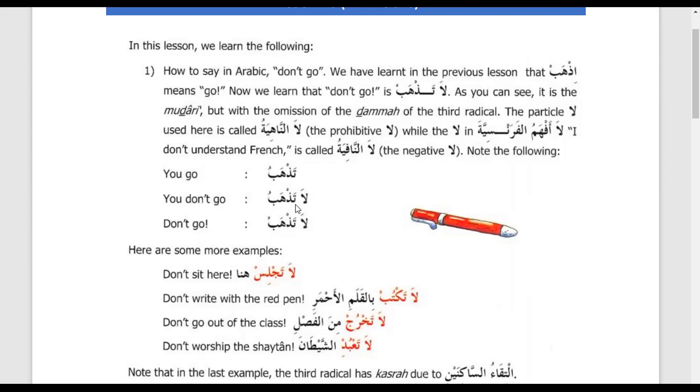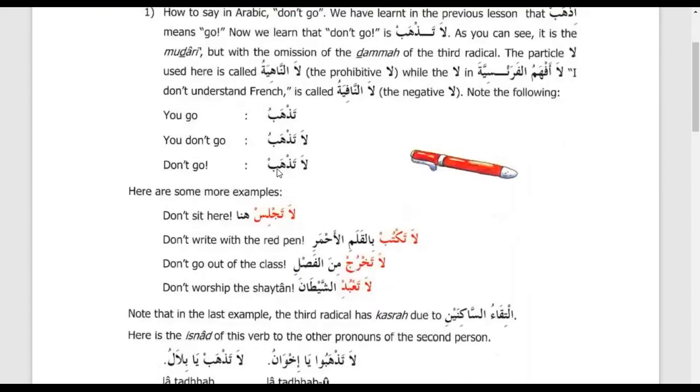And after we bring in la, what happens? The ending becomes sakin, and it is la tadhab, don't go. So this is how we make fi'l al-amr, fi'l al-nahi, sorry. So fi'l al-nahi, la tadhab. And then inshallah, we will see how we make it for the plural and how we make it for the feminine, singular and plural as well.